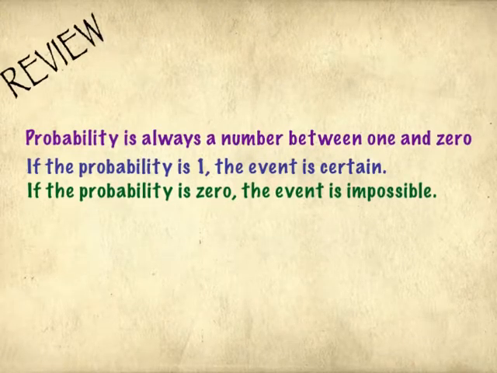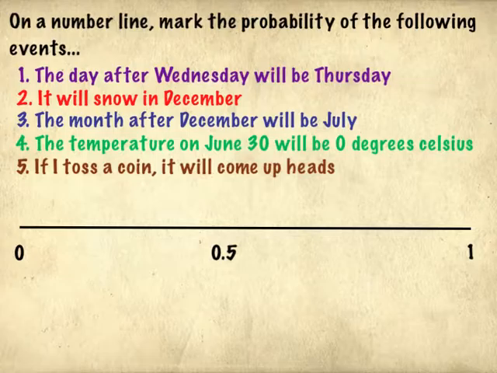So this should be a review. Just a reminder that probability is always a number in between 1 and 0. If the probability is 1, the event is certain, and if the probability is 0, the event is impossible. All other probabilities are in between 0 and 1.